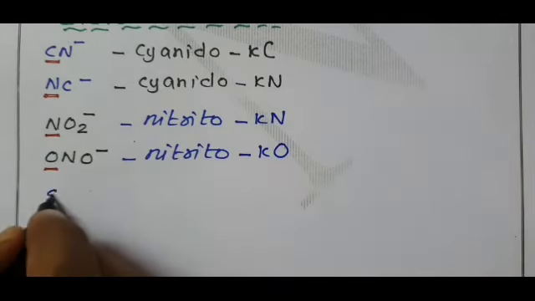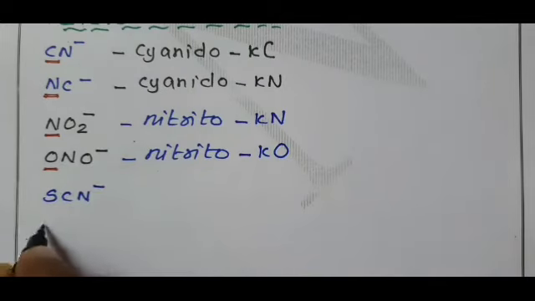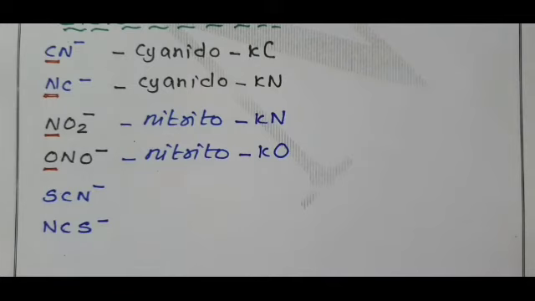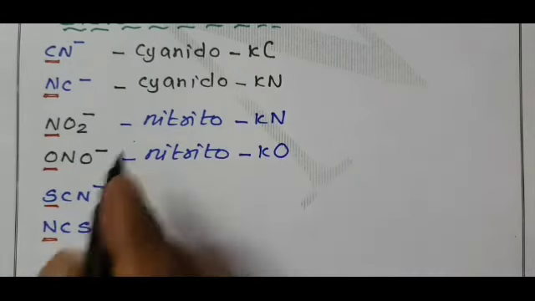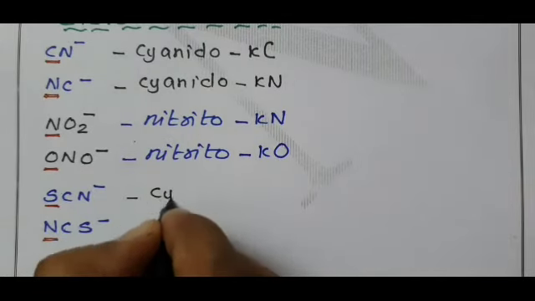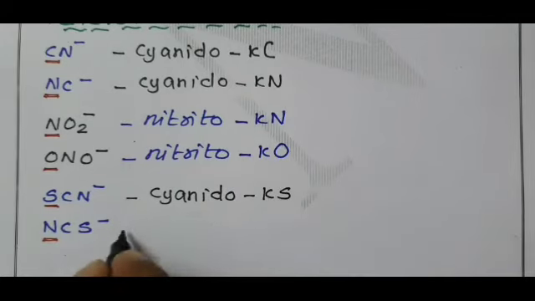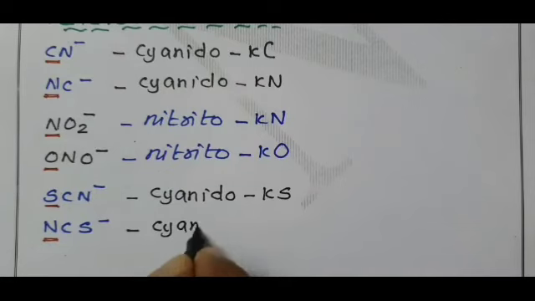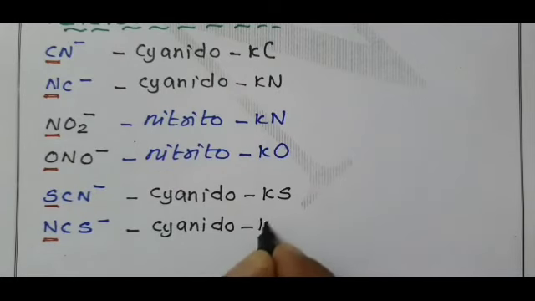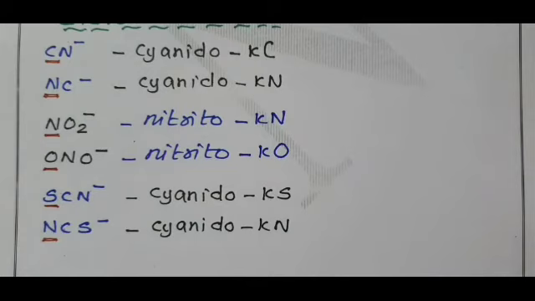There is one more ambidentate ligand, SCN minus and NCS minus. The donor atom in SCN minus is sulfur, and in NCS minus the donor atom is nitrogen. Both the ligand names are the same: thiocyanato, written as kappa S and kappa N. So these are ambidentate negative monodentate ligands.